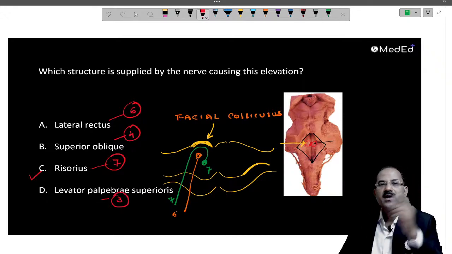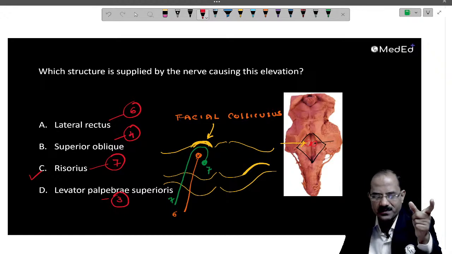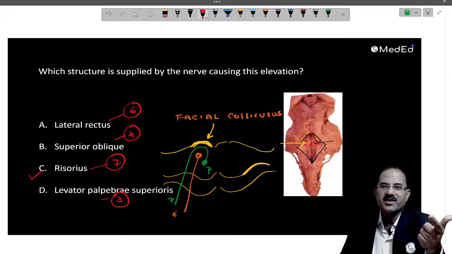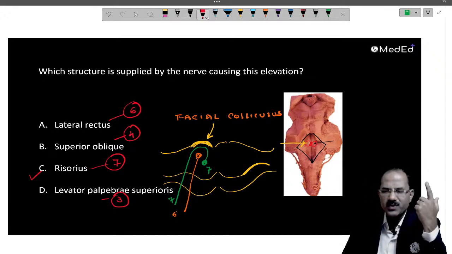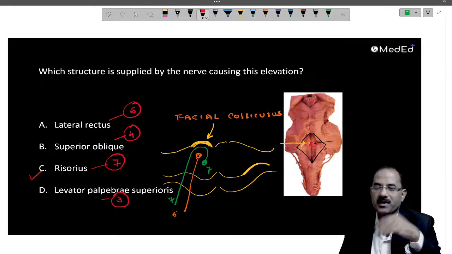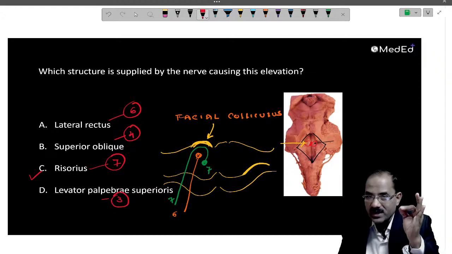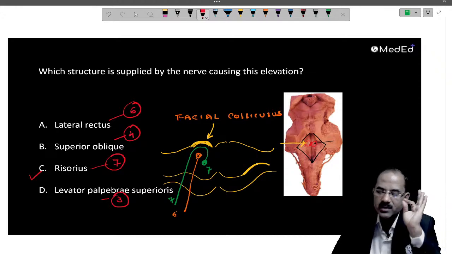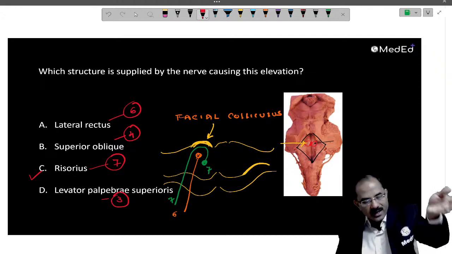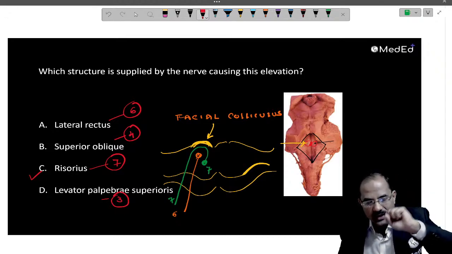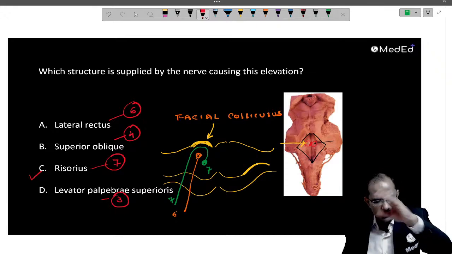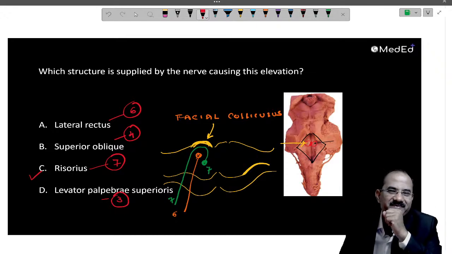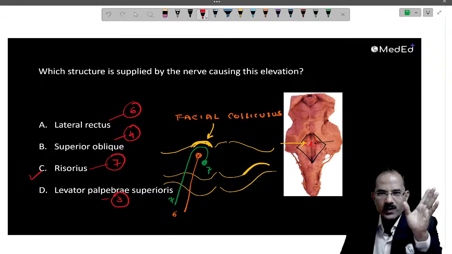And levator palpebrae superioris is supplied by the third nerve. Clear, bachcho? Lateral rectus, I told you, sixth nerve. Superior oblique is supplied by the fourth nerve. Levator palpebrae superioris by the third nerve. And the risorius and the muscles of facial expression are supplied by the seventh nerve. So what is the MCQ? Which structure is supplied by the nerve causing this elevation? That elevation is the facial colliculus, formed by the fibers of the facial nerve. And what will they supply? Risorius.